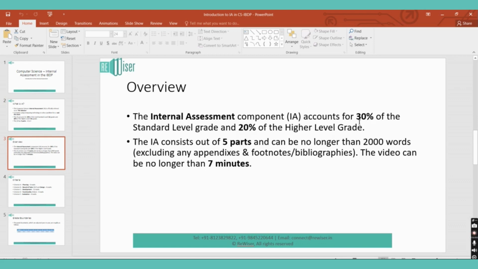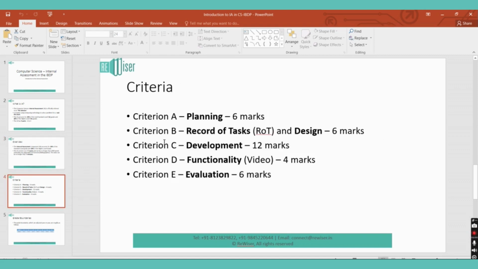This accounts, as I said, for 30% of the standard level grade and the 20% of the HL grade. It consists of 5 parts, and the most important part you need to understand in this is your internal assessment documentation cannot be more than 2000 words. So there are certain things which are not counted under the word count, but of course you need to stick to that 2000 words. Now, as an overview, you have criterion A through criterion E, as I explained earlier.